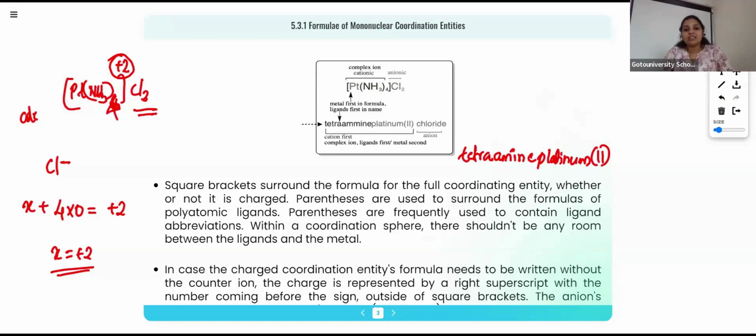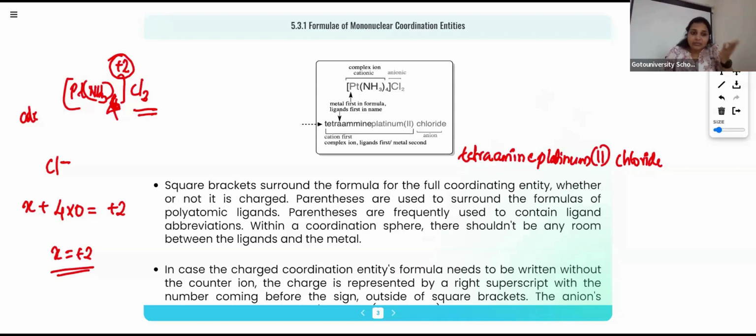Now the things outside the bracket, that is chlorine, I will write it as chloride. Okay, so this is the name: tetraamine platinum 2 chloride. But here the difference is, inside the square bracket we can see only one ligand. This is a homoleptic ligand complex.